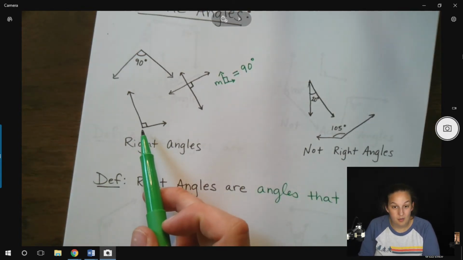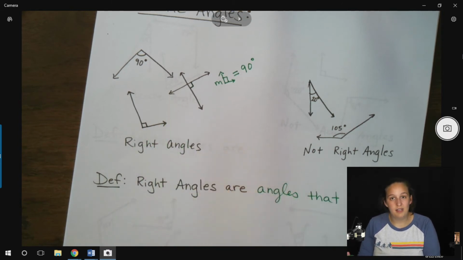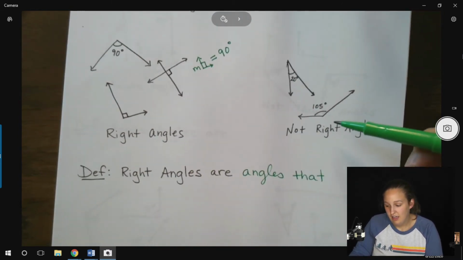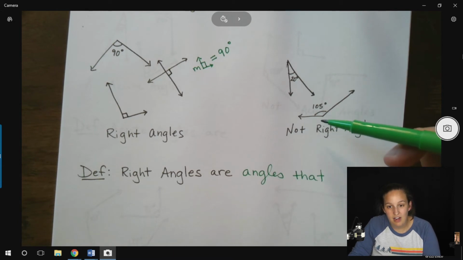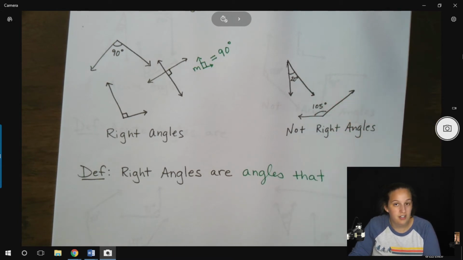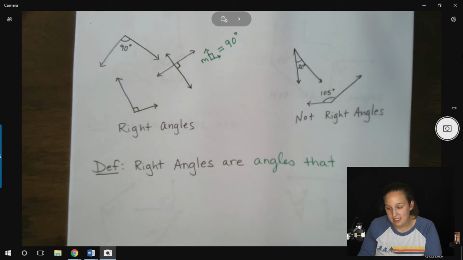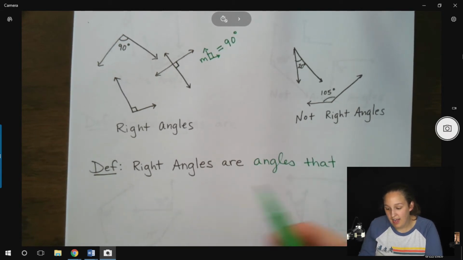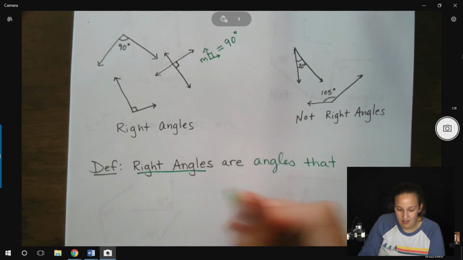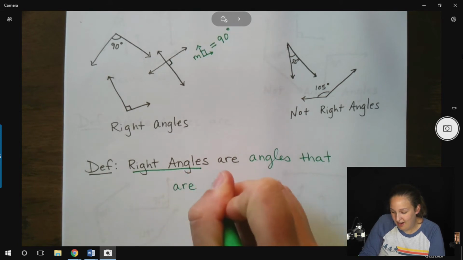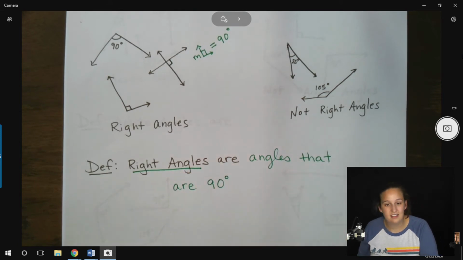And this one also has a box. So all of these are going to be 90 degrees. And two examples that are not right angles are 105 and 20 degrees. Both are not 90 degrees. So right angles then are angles that are 90 degrees.